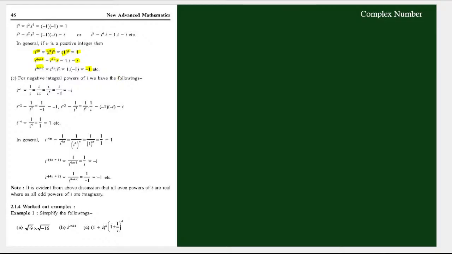Now let's come to the negative integral powers. i to the power minus 1 will be 1 by i. चलो ये लिख लेते हैं.